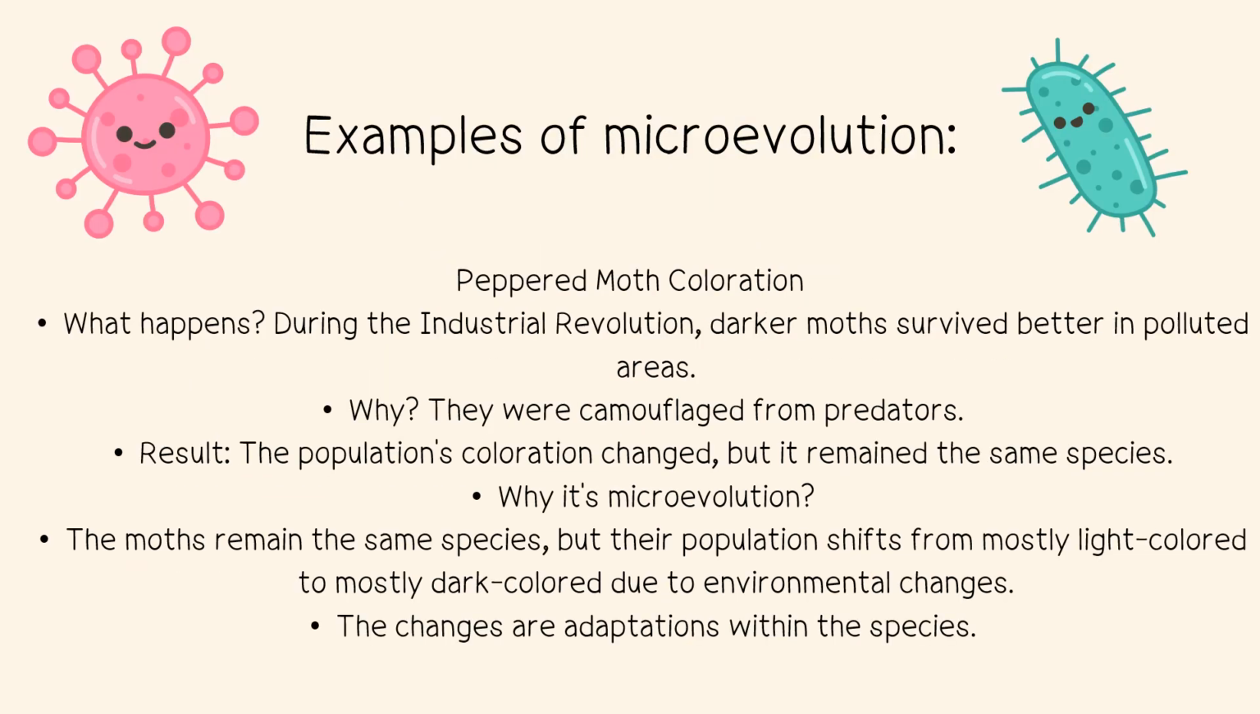Examples of microevolution: peppered moth coloration. What happens? During the Industrial Revolution, darker moths survived better in polluted areas. Why? They were camouflaged from predators. Result: the population's coloration changed, but it remained the same species. Why? It's microevolution. The moths remain the same species, but their population shifts from mostly light colored to mostly dark colored due to environmental changes. The changes are adaptations within the species.